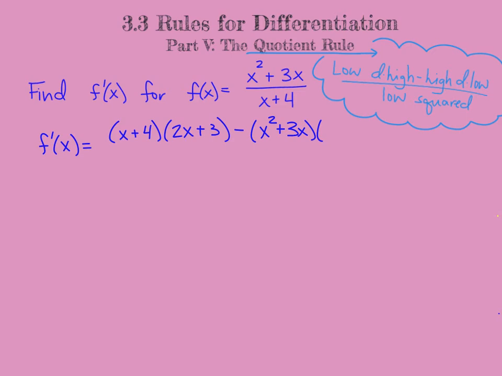D low is the derivative of the denominator. The derivative of the denominator is the derivative of each term using the sum rule. The derivative of 1x is just 1, plus the derivative of 4 is 0, all over low squared. Then in our next step, we want to multiply out using algebra.